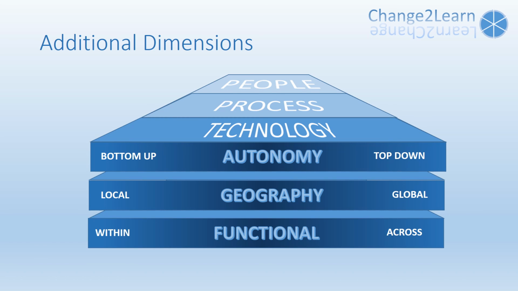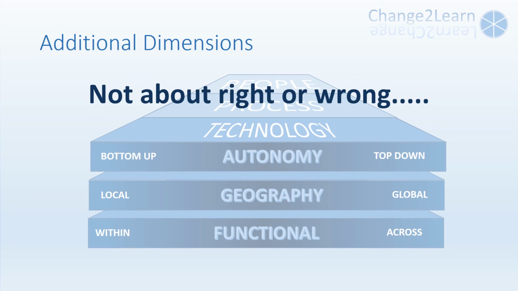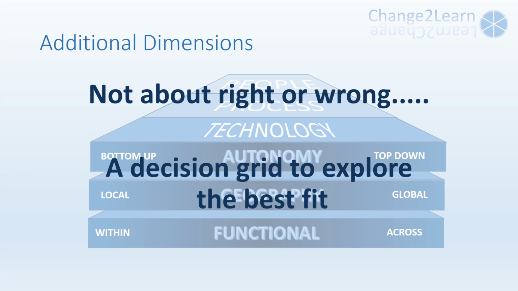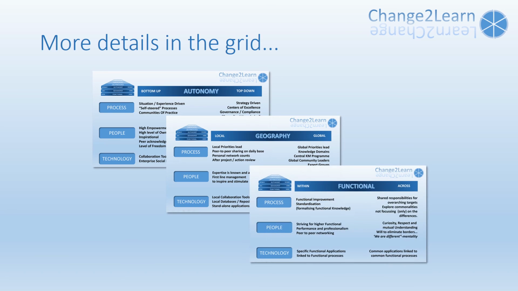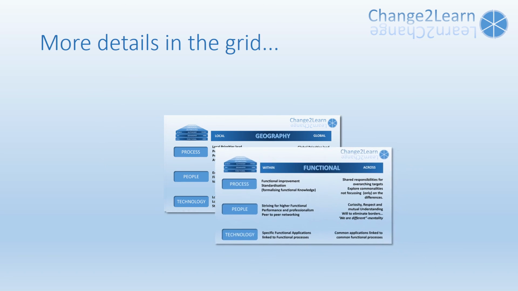I would like to emphasize that this is not about being right or being wrong in the strategic choices that you make. The decision grid supports you in exploring the best fit for your organization to make your implementation a success and truly add value to your business. Of course, there are more details to discuss on any of the 18 sections in the grid. For this video presentation, this would take a bit too long.